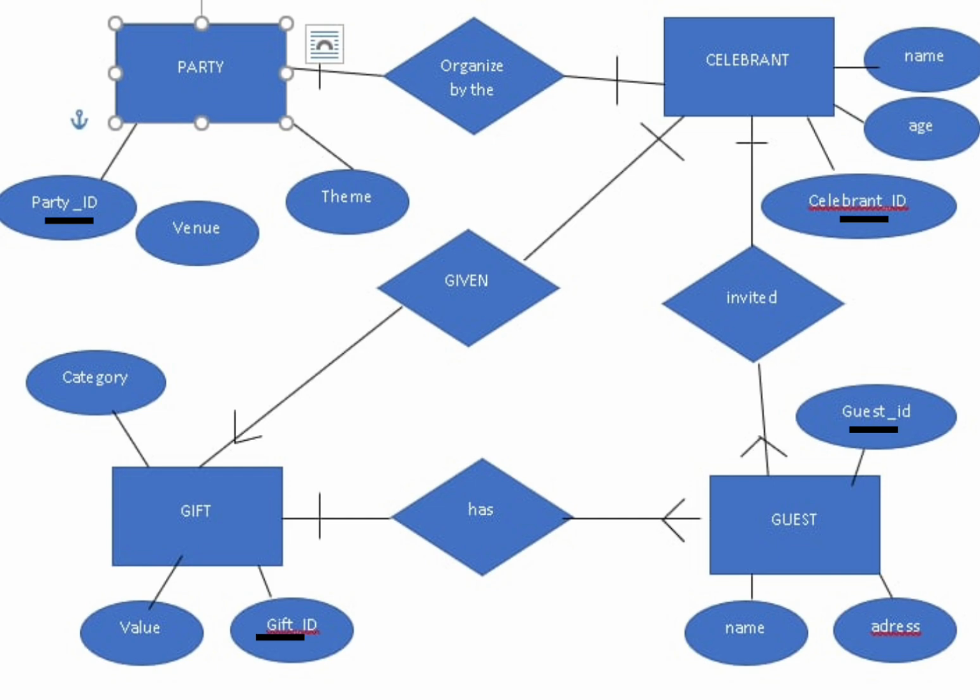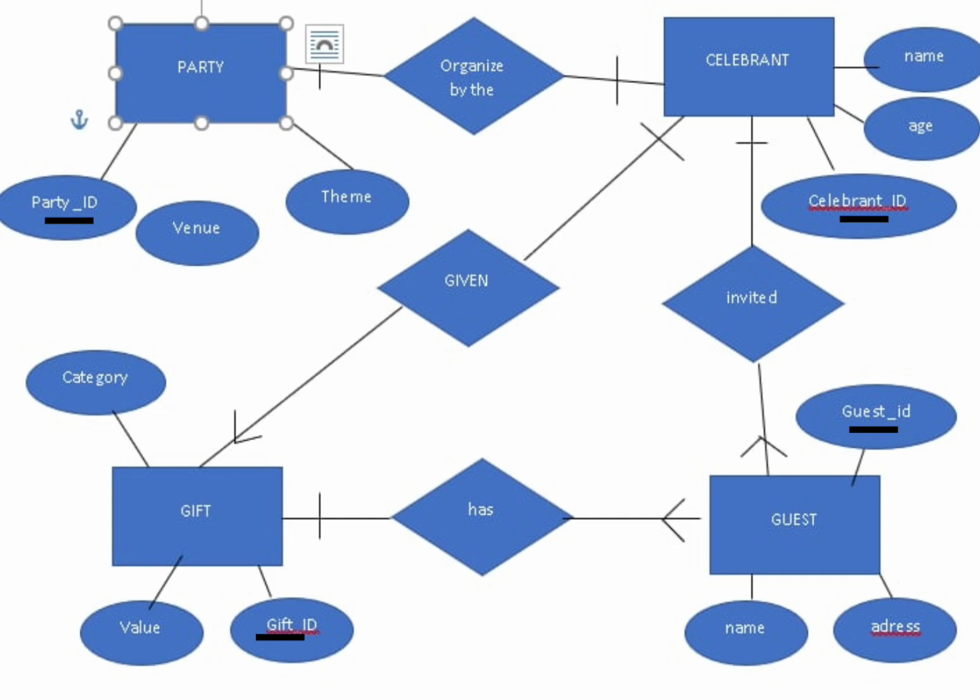We also have the relationship. Relationship is how entities are connected. For example, a party is organized by the celebrant. And we have cardinality. Cardinality tells how many entities are related. It can be one to one, many to many, or one to many.